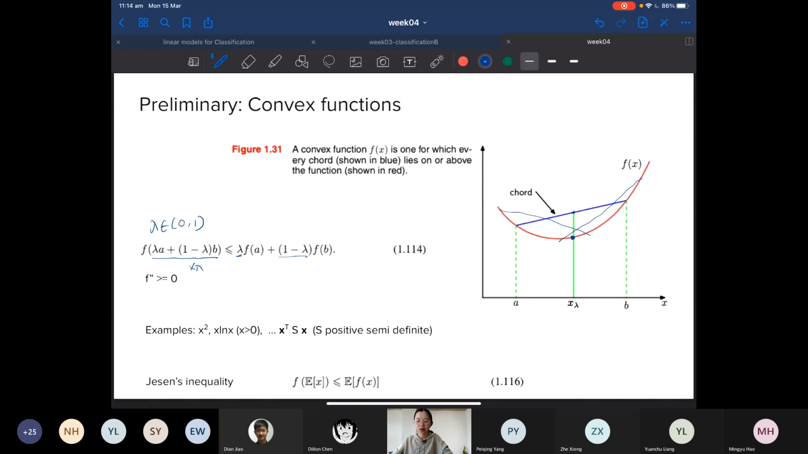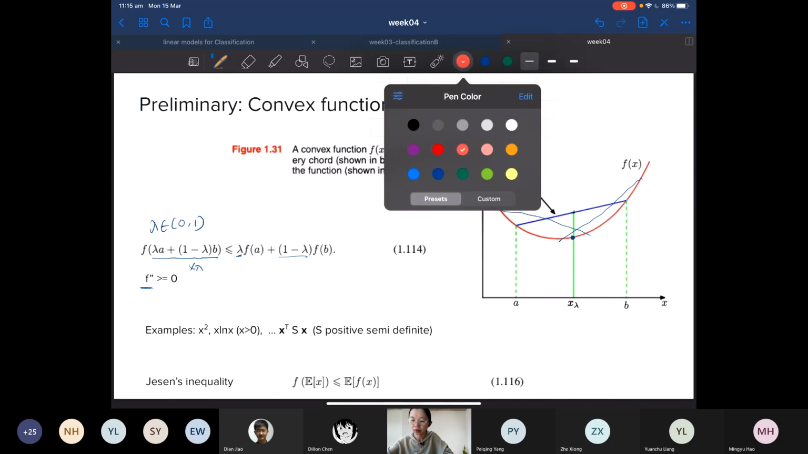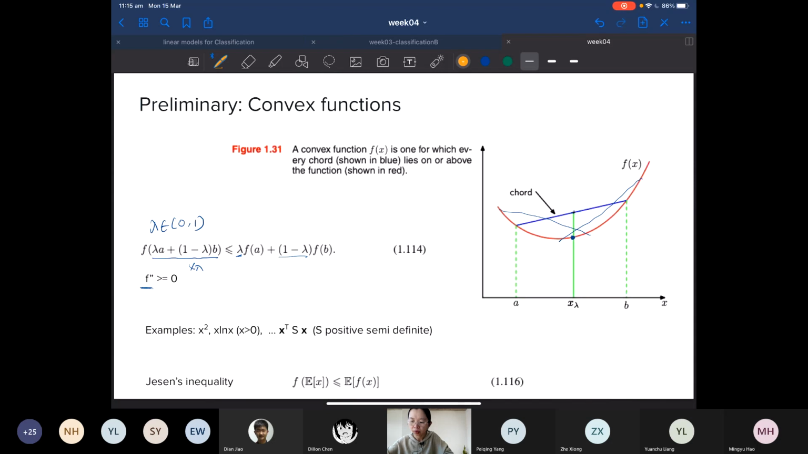An equivalent definition is that the second derivative of f is always non-negative, right? How do you see that, right? The first derivative of a function is basically, okay, let me use a different color. So the first derivative is basically the tangent lines of the function, right?